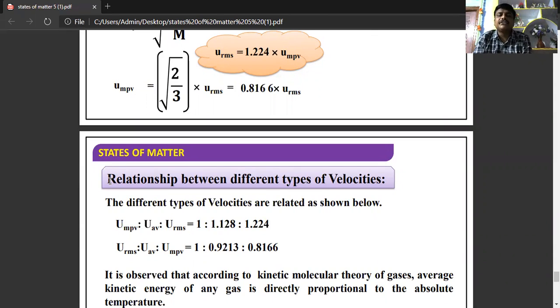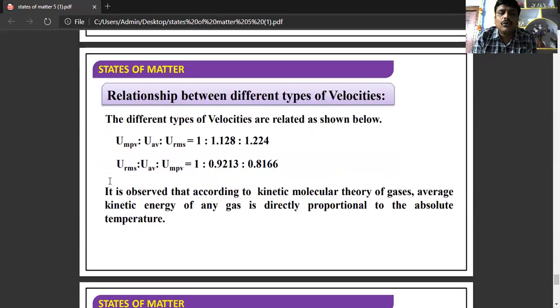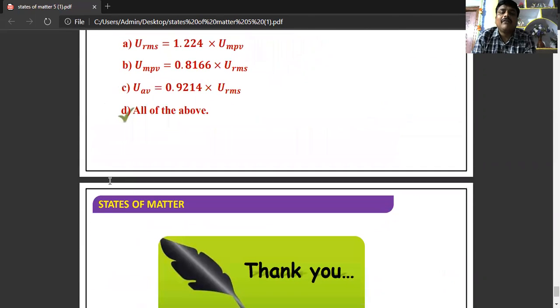So what is the relationship between the different types of velocities? Most probable velocity is to average velocity is to RMS velocity, that is equal to 1 is to 1.128 is to 1.224. So this is about the RMS velocity.